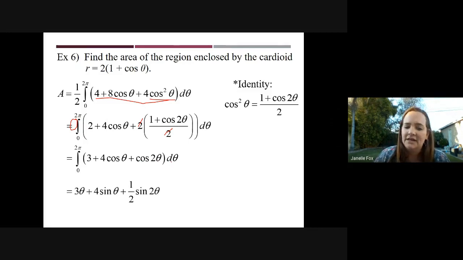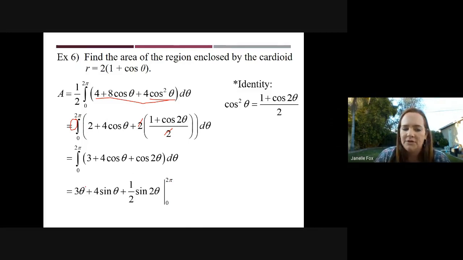Finding these antiderivatives is pretty easy. This would be a 3 theta. The antiderivative of the 4 cosine theta is a 4 sine theta. And then the antiderivative here, thinking about counteracting a chain rule, would be a sine of 2 theta and then a 1/2. We are going to evaluate this from 0 to 2 pi.